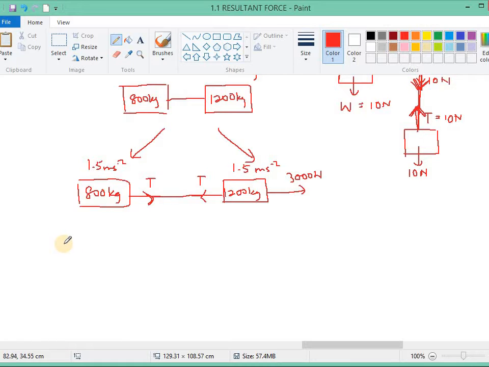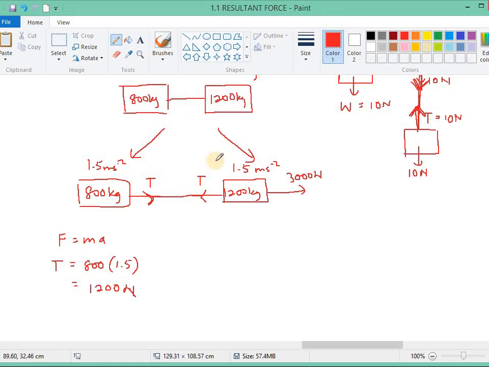So let's say that if we calculate the tension from the perspective of the 800 kg, so F equals ma. This force that acts on this mass, this force is the tension acting on the 800 kg, and the 800 kg has the acceleration of 1.5 meter per second squared. So that means the tension will be 1,200 newton. Okay, 1,200 newton acts on 800 kg, and 800 kg will have acceleration 1.5 meter per second squared.